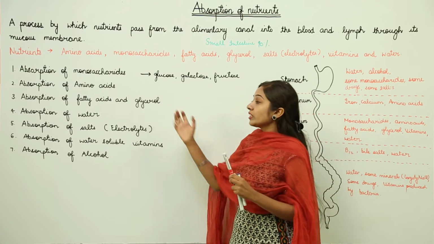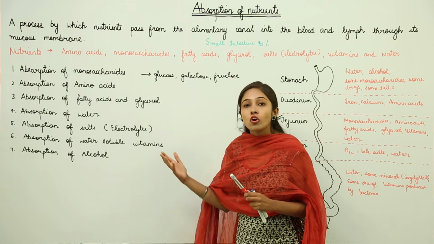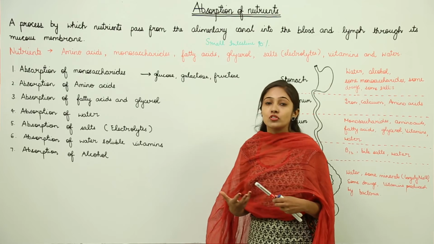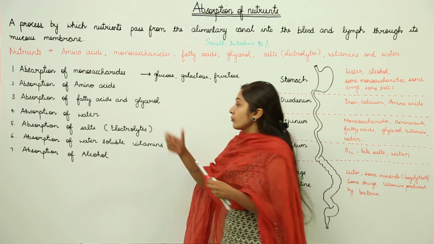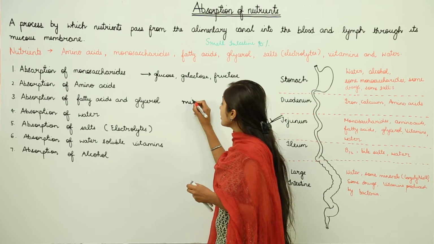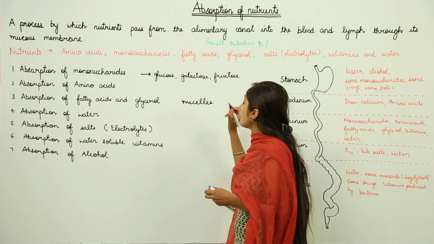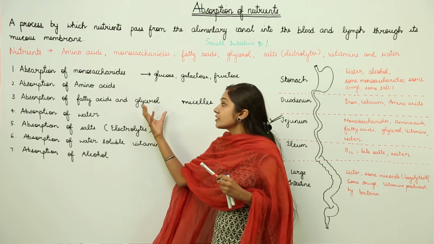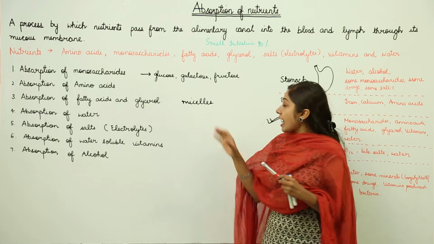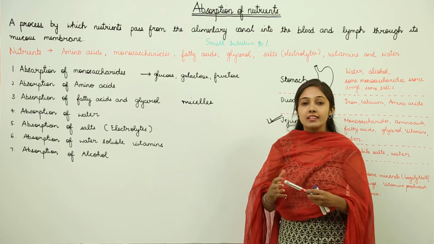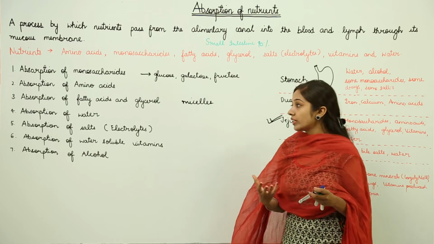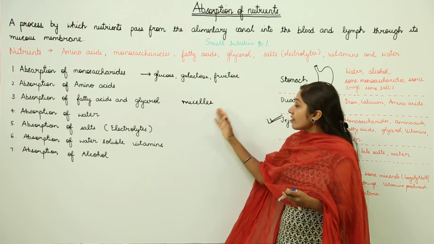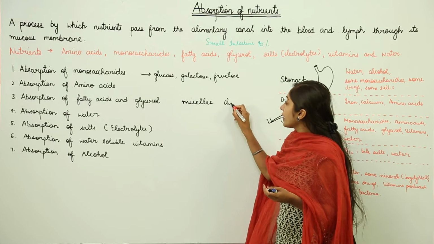Now when we talk about their absorption, as they are water insoluble, there need to be some structures by which it's easy for them to be absorbed, right. So we have the formation of micelles. Now micelles are the structures that help these fatty acids and glycerol to be absorbed. A micelle is an aggregation of these molecules, right. So the aggregation of the molecules forms micelles, and after these micelles we have chylomicrons.